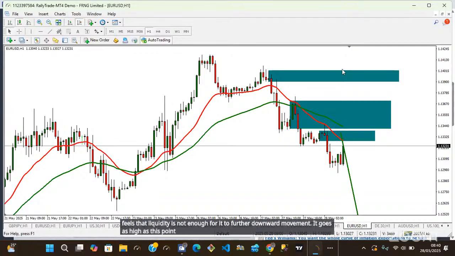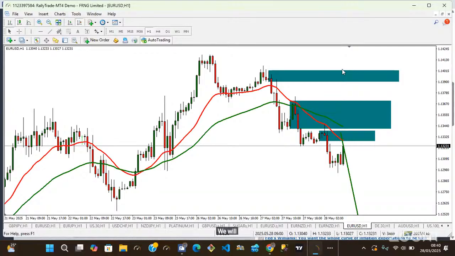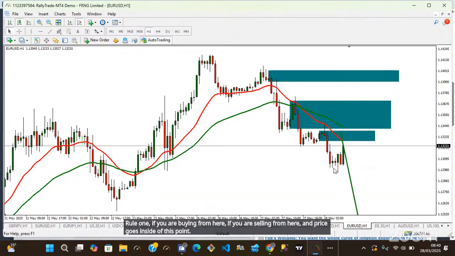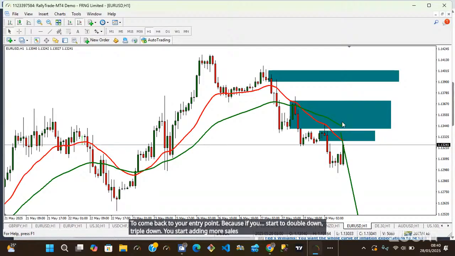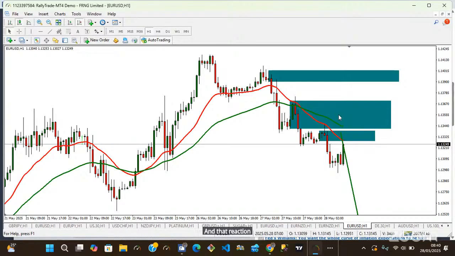In the long run, we will still be in profit if you obey this rule. Rule one, if you are buying from here, if you are selling from here, and price goes inside of this point, since it's not far, you can wait for it to come back to your entry point. Because if you start to double down, triple down, you start adding more sells, because from here there's obviously going to be a little bit of reaction. And that reaction might look like price is starting to come down.